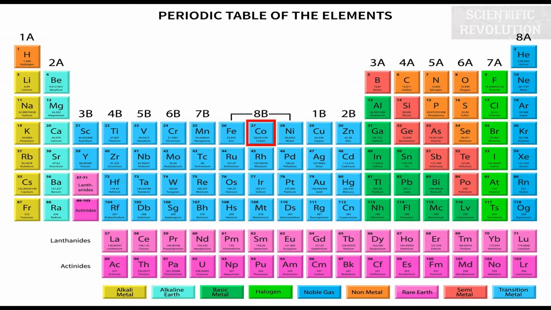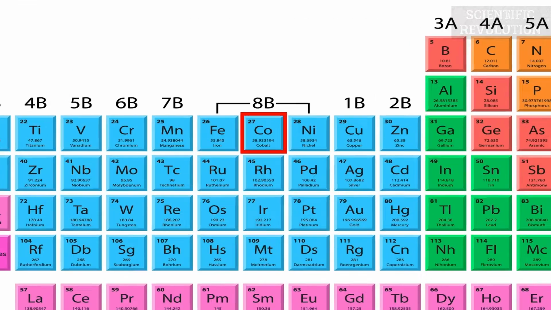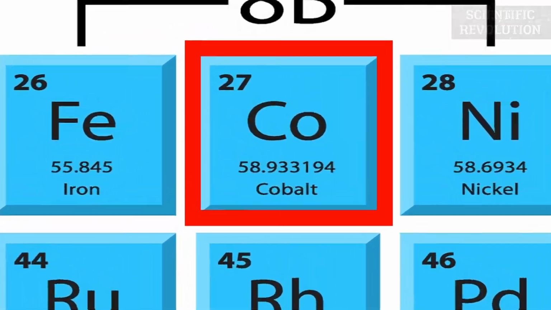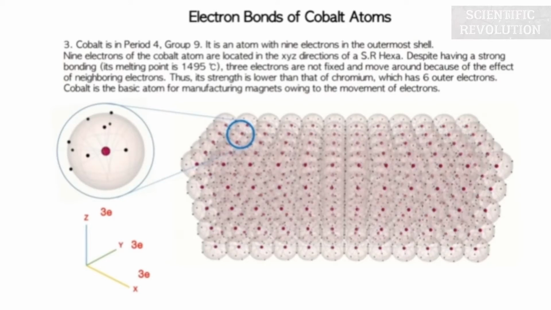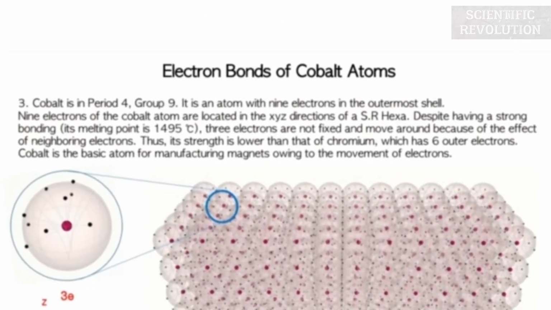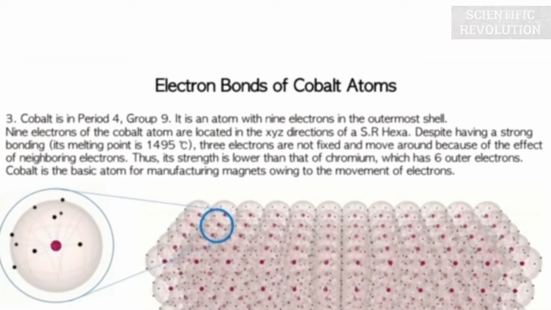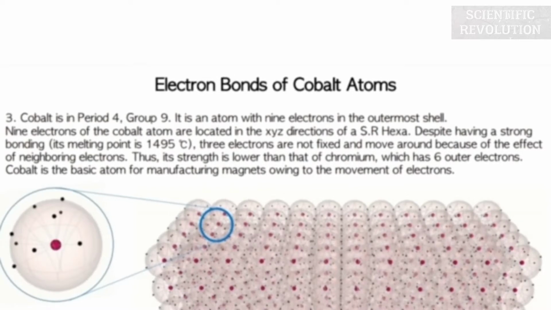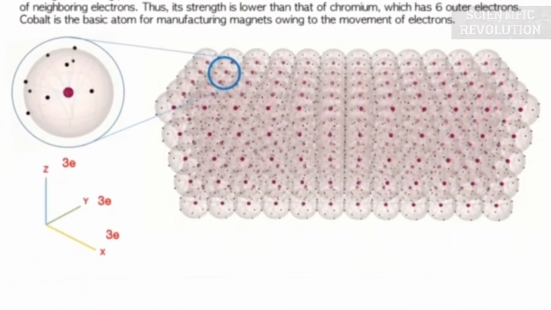Electron bonds of cobalt atoms. Cobalt is in period 4, group 9. It is an atom with 9 electrons in the outermost shell. 9 electrons of the cobalt atom are located in the x, y, z directions of a spherical regular hexahedron. Despite having a strong bonding, 3 electrons are not fixed and move around because of the effect of neighboring electrons. Thus, its strength is lower than that of chromium, which has 6 outer electrons. Cobalt is the basic atom for manufacturing magnets owing to the movement of electrons.